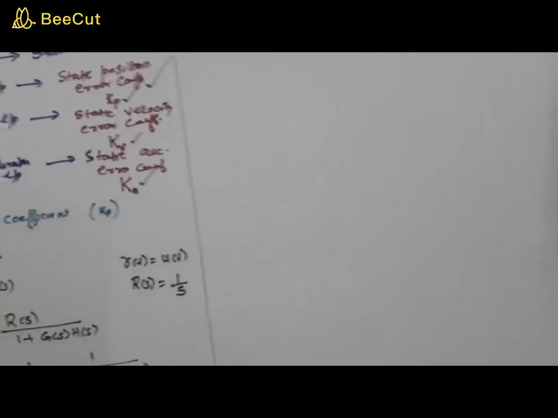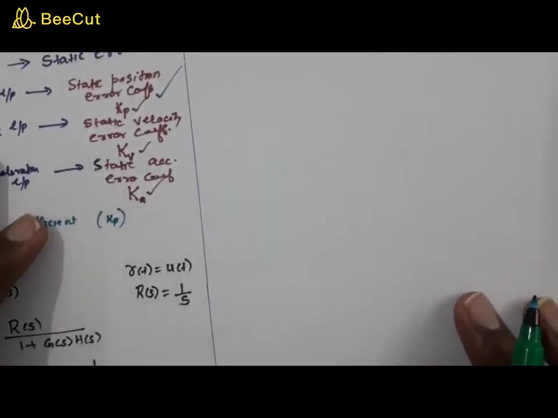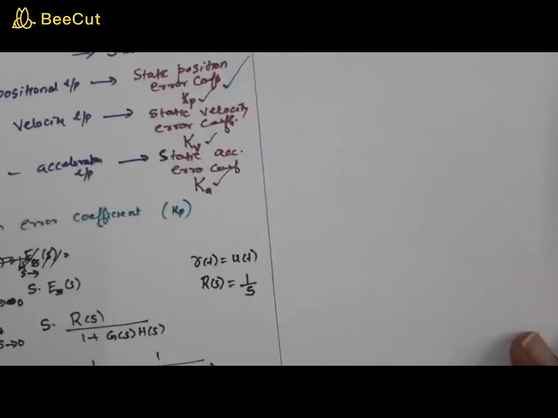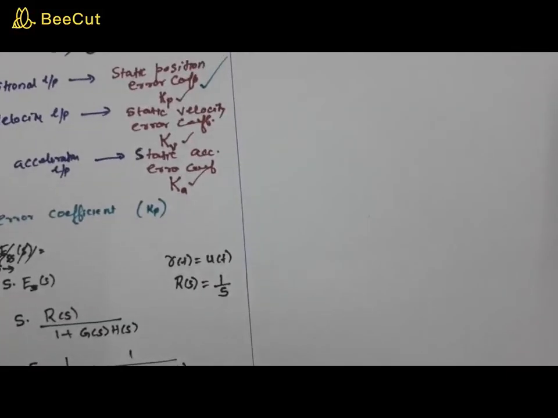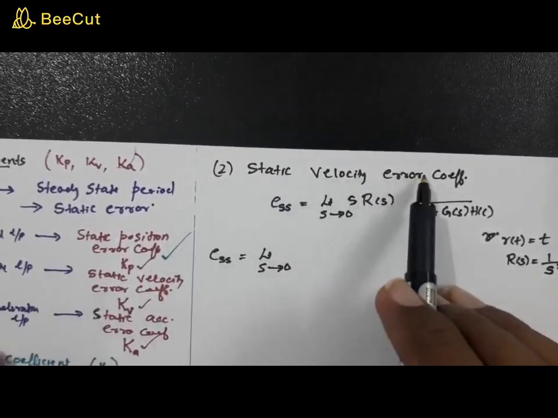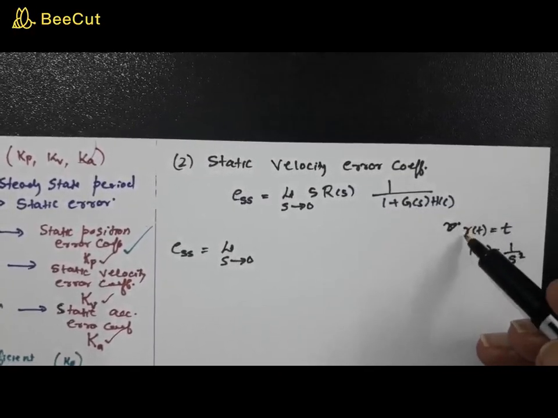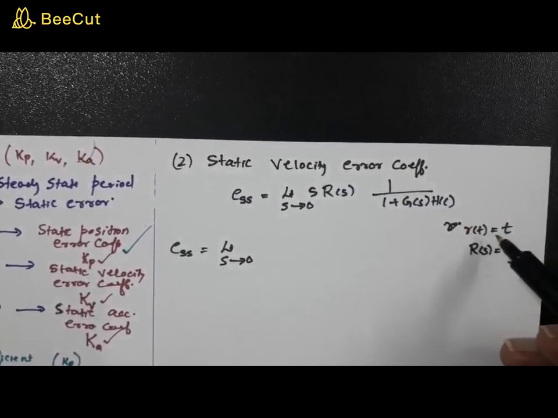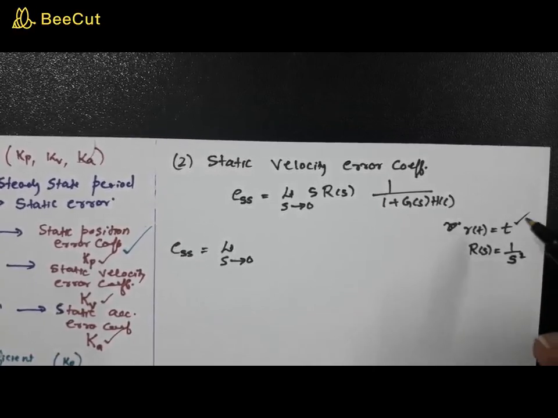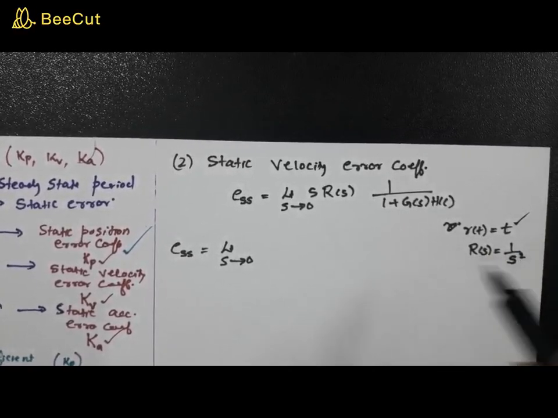Okay, similarly we can find out the expression for the static velocity error coefficient and the static acceleration error coefficient. Now look at this. The second one is the static velocity error coefficient. We have seen this velocity error coefficient is related to the ramp input, r(t) = t. When you take the Laplace transform, you can write this as 1 by s square.